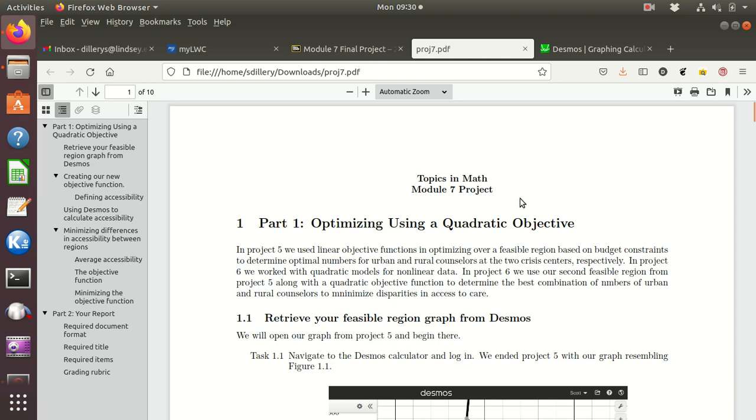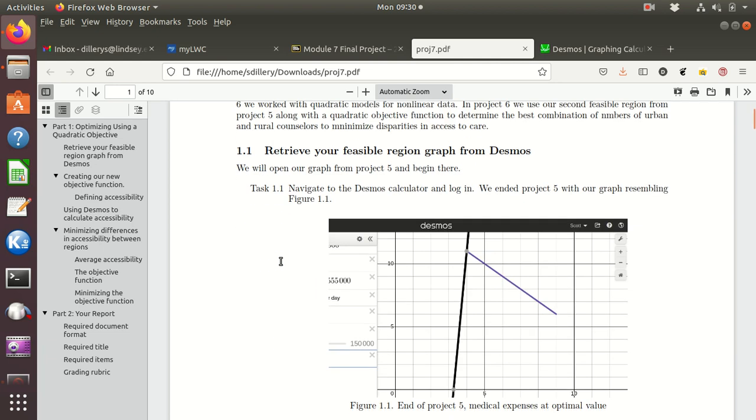So here we are with our last module project, module 7, and we're going to do some optimizing with a quadratic objective. I thought I'd just go through some of these early parts because this can definitely be a bit confusing. What we want to do is retrieve this feasible region we had from project 5.